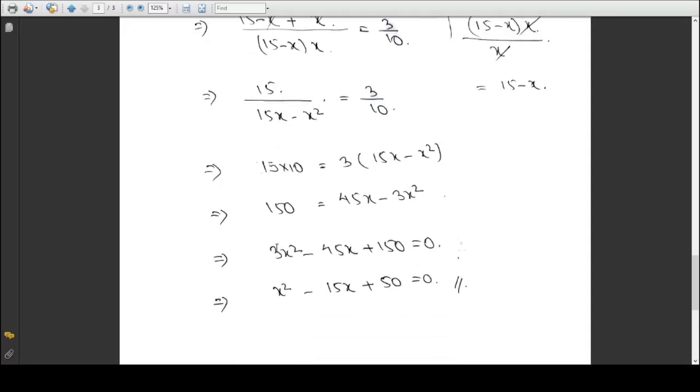Now if you look at this equation, 3, 45, 150, the whole of it can be divided by 3. Therefore dividing the whole equation by 3, 3x square divided by 3 gives x square, 45x divided by 3 gives 15x, and 150 divided by 3 gives 50. This means the equation is x square minus 15x plus 50 equals 0. This is the equation that we have just formulated from the problem that has been given to us.